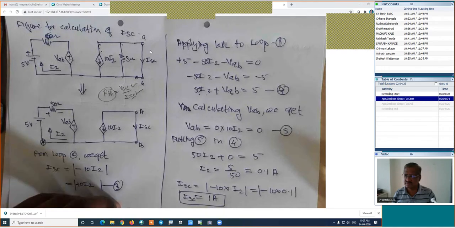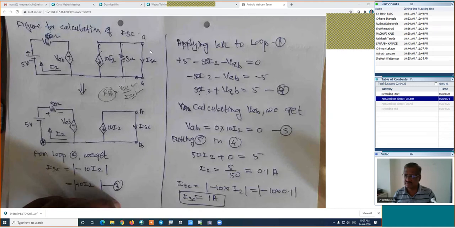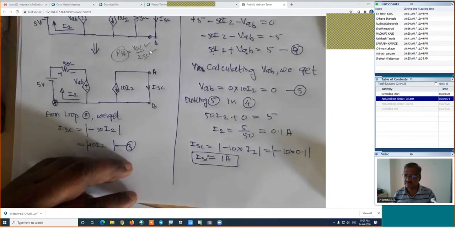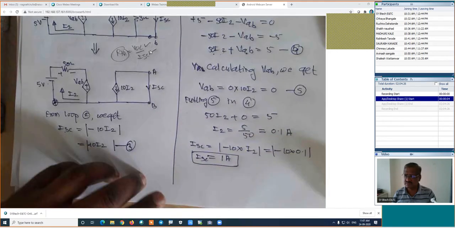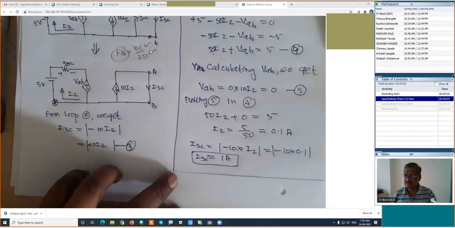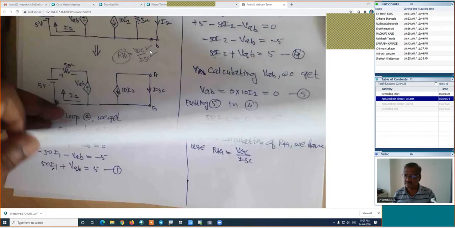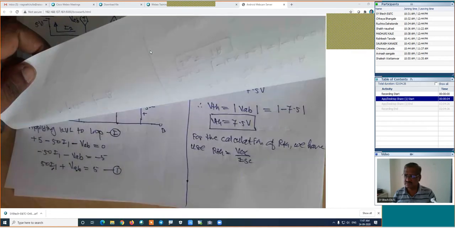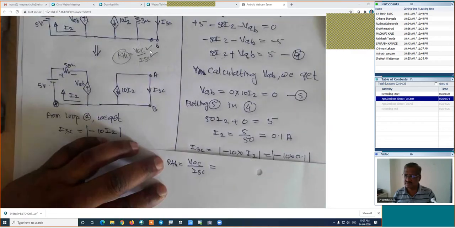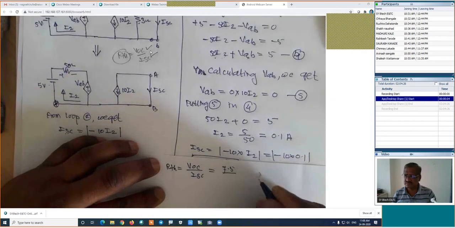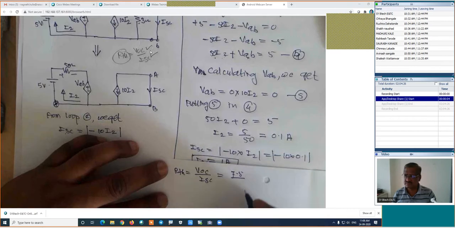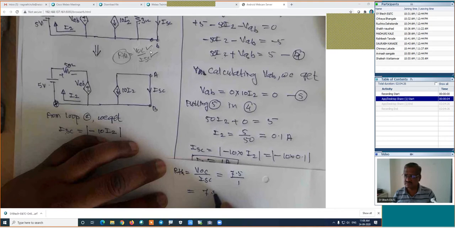If we know the ISC, then we can find the value of RTH. Now look here, how is the formula for RTH? RTH is equal to VOC upon ISC. How much is the VOC? We have calculated its value, it is 7.5 volts. So 7.5 divided by ISC, which is 1 ampere, here RTH is equal to 7.5 ohm.